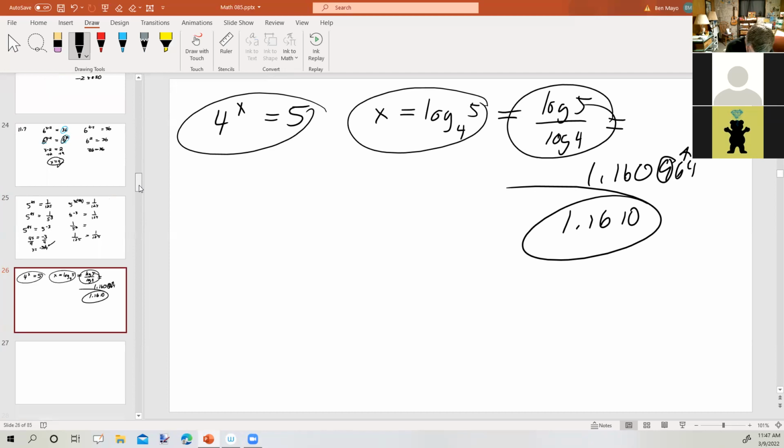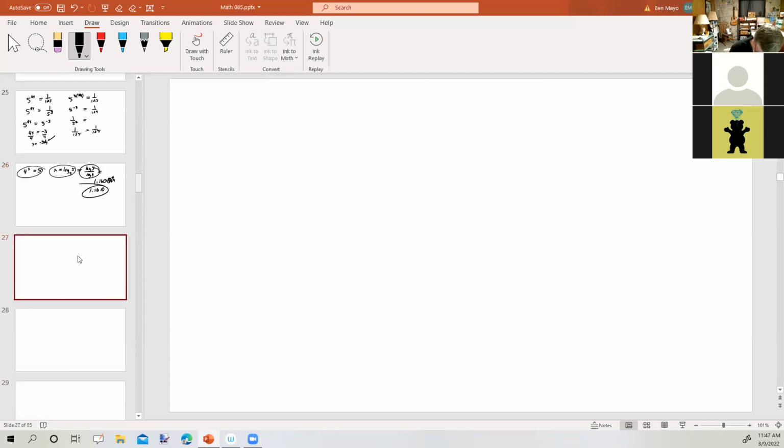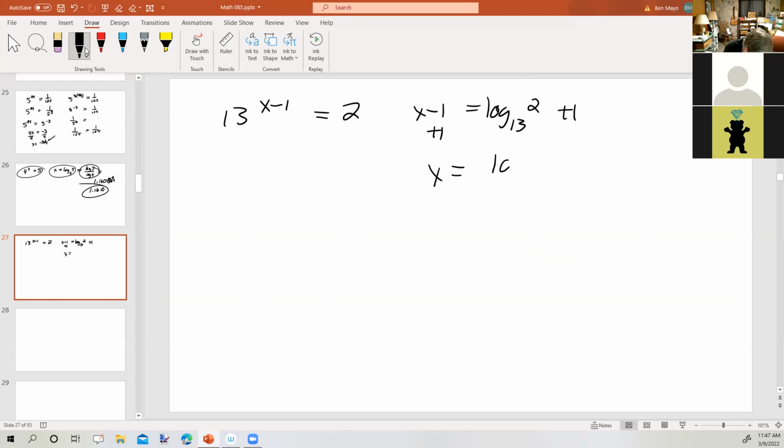All right, let's look at another example of that. I have 13 to the x minus 1 power equals 2. Again, I can't see how to get those with the same base, so I'm going to rewrite this as log base 13 of 2 equals x minus 1. Well, I'm going to have to add 1 to both sides. So x equals log base 13 of 2 plus 1. And that 1 is not inside the log.